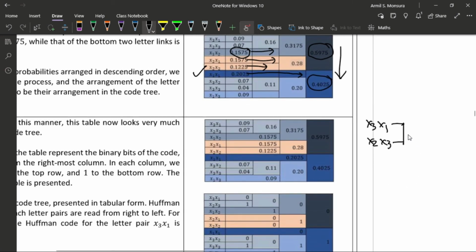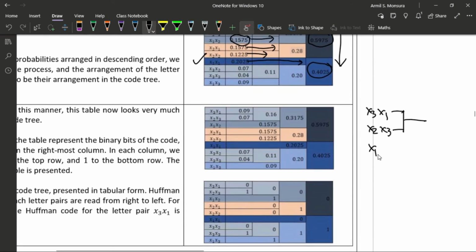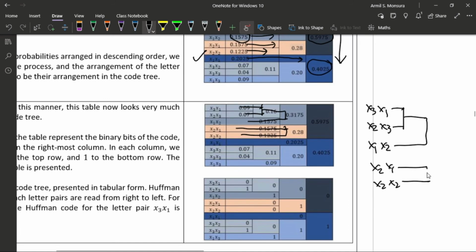Tapos, ito, okay? This, the combination of the two, okay, is to be joined to X1 and X2. Okay? So, ito yun. Ito, ito, join. Then, ito. Okay? Tsaka ito, i-join natin. Okay? So, yun. Para nakikita nyo ngayon, ito na yung parang code tree ninyo. Okay? Tapos, itong dalawa, yung X1, at tsaka X2. So, this and this. Ito yun. Ito, at tsaka ito. Combine. Okay? So, kukombine natin siya.